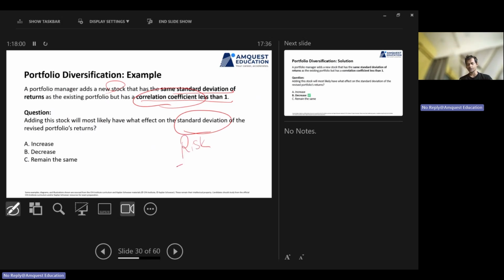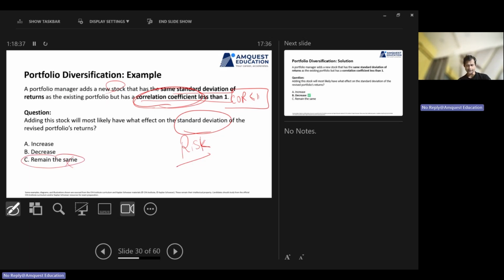what effect will it have on the portfolio's risk, the standard deviation? If I add a stock having a correlation of less than 1, what will be the impact on the deviation, on the risk of the stock portfolio? Will my portfolio risk go down, go up, or remain the same? Correlation is less than 1. Matlab, it is bringing down the impact of the loss or the profit. So what's the answer? Will the risk of the portfolio go down or go up?